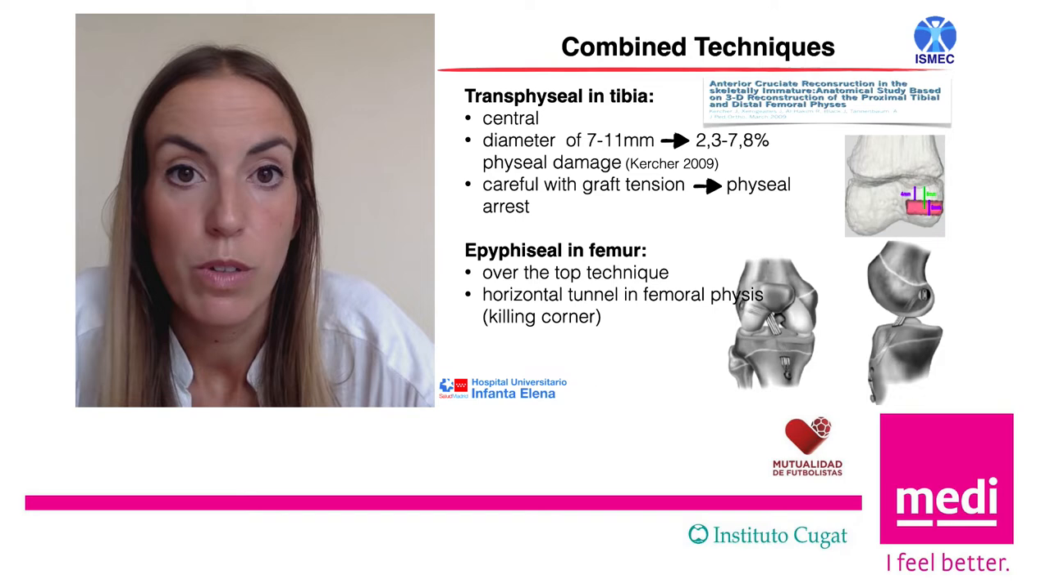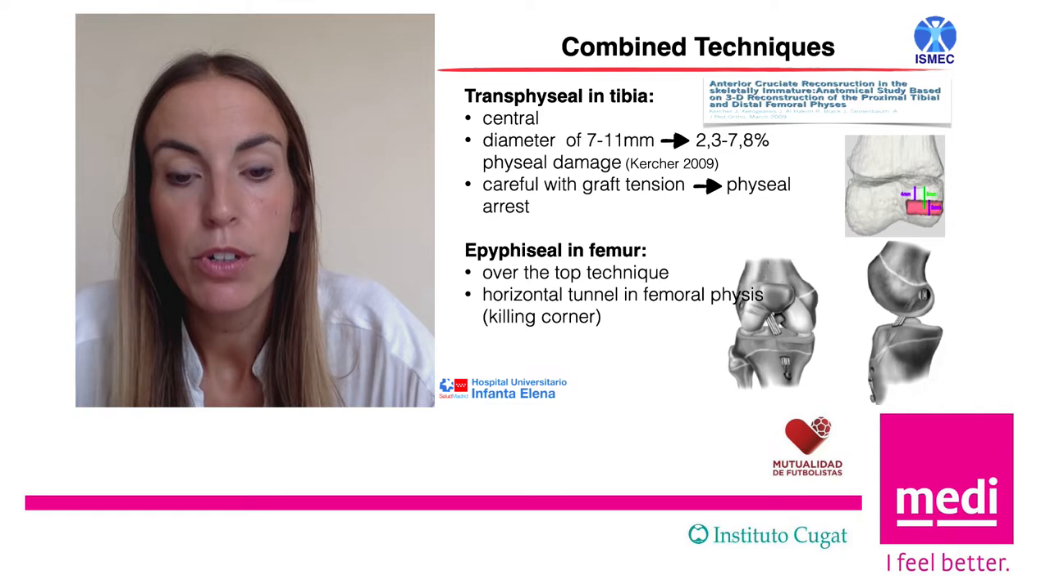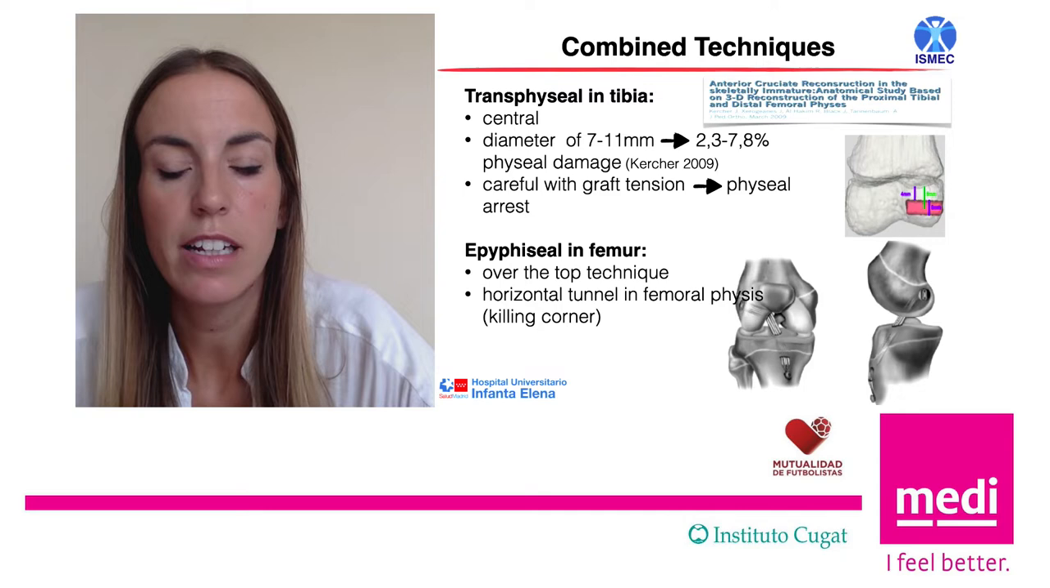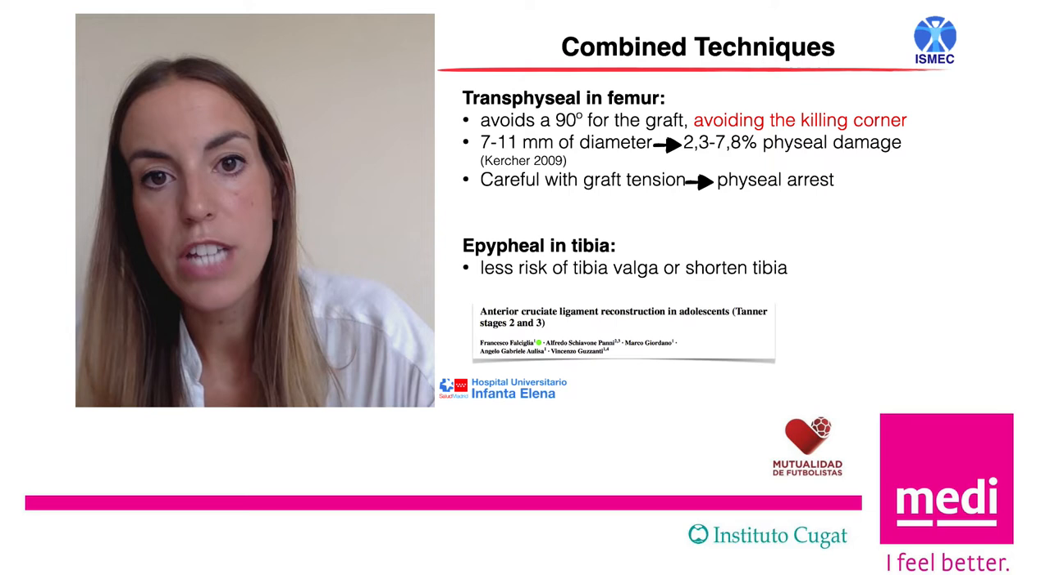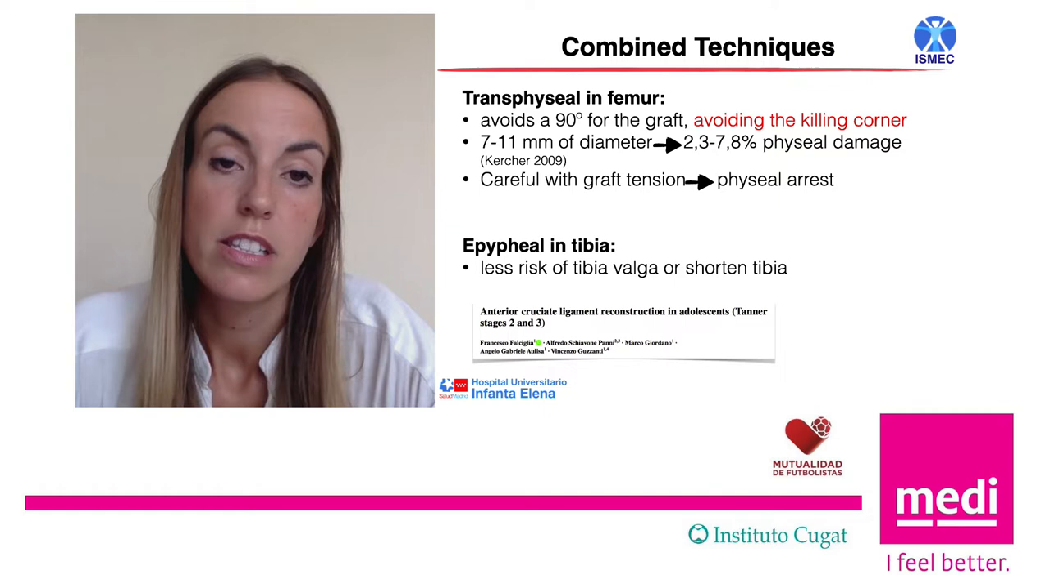And if we do an epiphyseal technique in the femur, we either do the over-the-top technique or a horizontal tunnel, as I've said before, but we have to take care because if we do a horizontal tunnel, the graft will go under the killing corner. The other type is transphyseal in the femur, which avoids the killing corner, which is the good point, and epiphyseal in the tibia with less risk of tibial bulk.